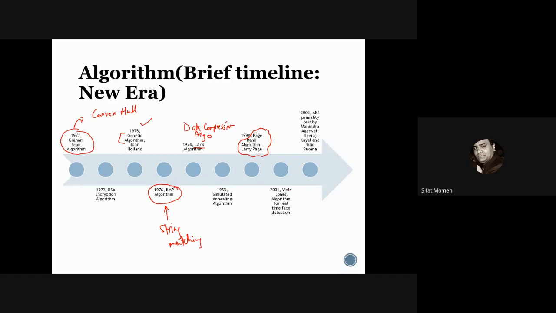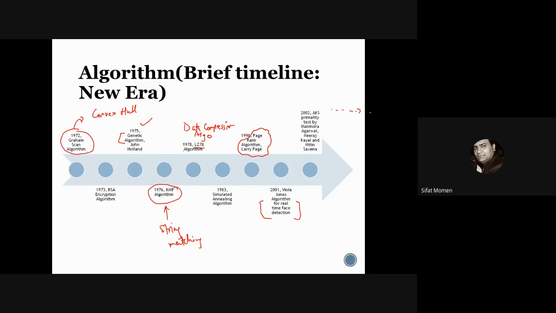In 2001, there's an algorithm by Viola-Jones. It's called the Viola-Jones algorithm for real-time face detection. And in recent times we have more and more very interesting algorithms. So that's just a very brief timeline given to you to show you how old and how rich this discipline is. Right, clear? I hope you get the point.